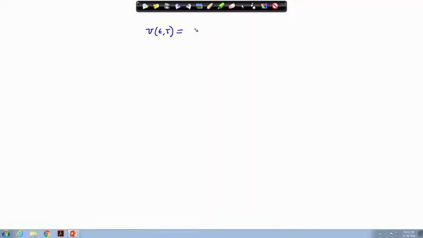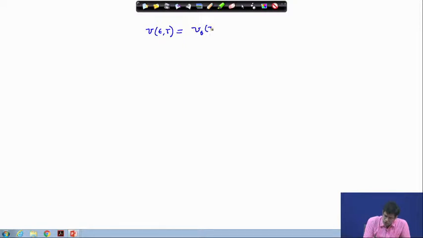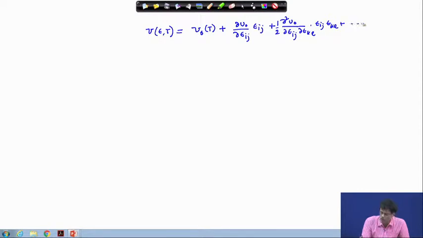So, U is not only dependent on strain, it is dependent on the temperature also. Now if I expand this U0, it will be a function of temperature, and I first expand in terms of strain, the Taylor series in terms of strain. So, again del U by del epsilon ij, then epsilon ij, then half of del squared U0 by del epsilon ij del epsilon kl, and then epsilon ij epsilon kl, and so on. Now, you see this U0 is a function of temperature only.